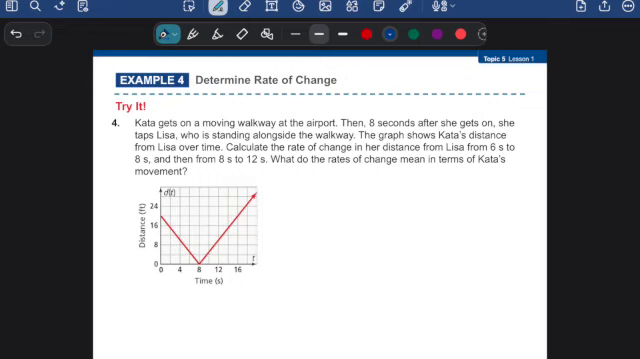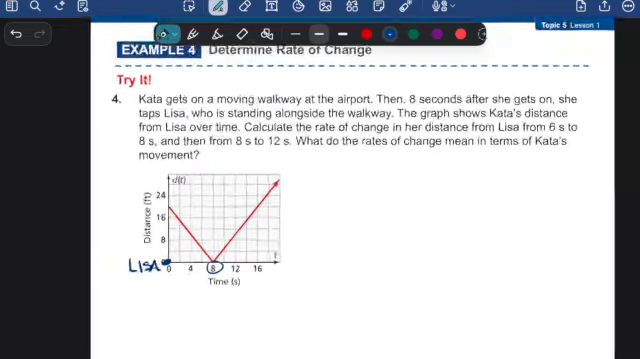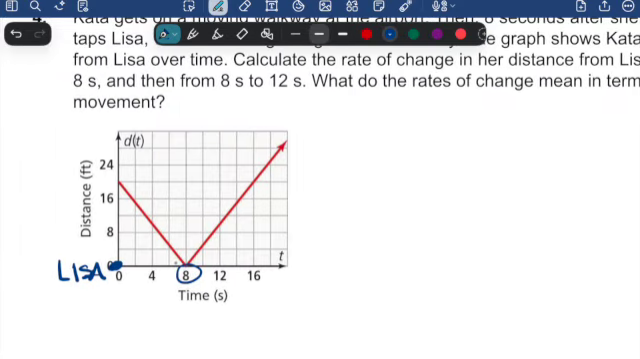Try it number 4. Kata gets on a moving walkway at the airport. Then 8 seconds after she gets on, she taps Lisa. So this graph is showing the distance to Lisa. So here's Lisa at 0. She gets to Lisa at 8 seconds. Calculate the rate of change in her distance from Lisa from 6 to 8 seconds and then from 8 to 12 seconds. So if we zoom in and look at our intervals, here's 6.